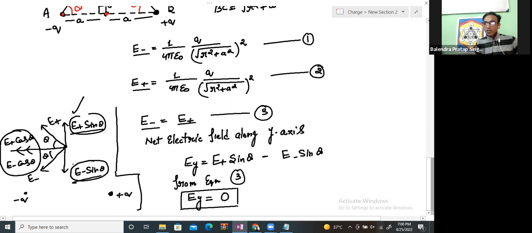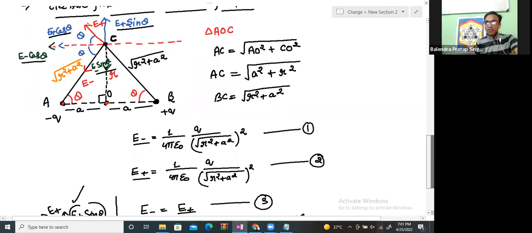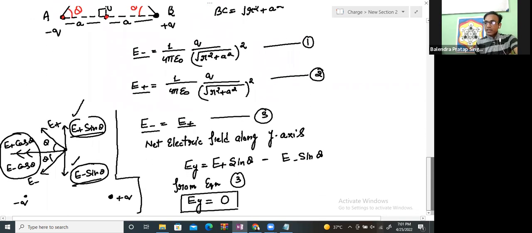E plus is equal to E minus, and sine theta is the same, and they are equal and opposite. So in this case, they will cancel each other, and you will get no electric field along y-axis. Up to now, we drew this diagram, did some geometry, found E plus and E minus, and calculated the electric field along y-axis, which is 0. Okay, is it clear?